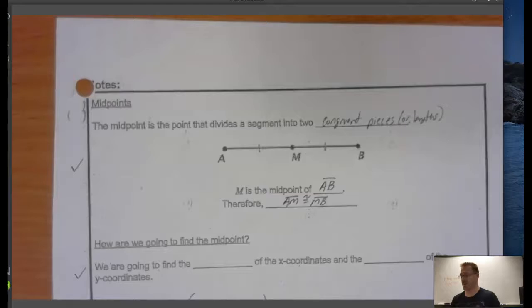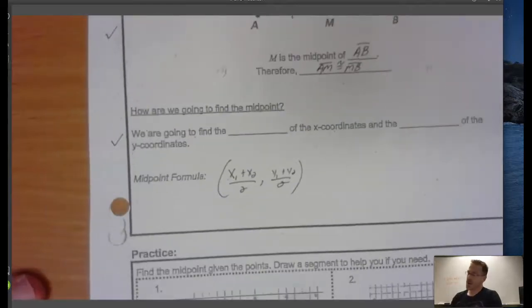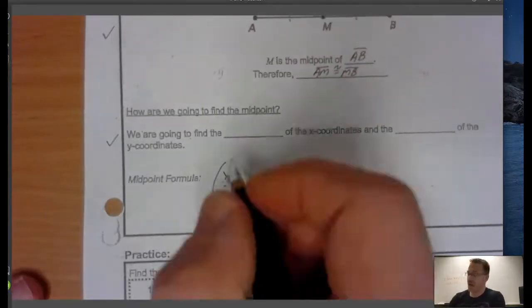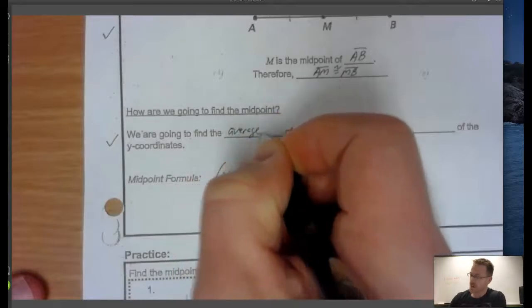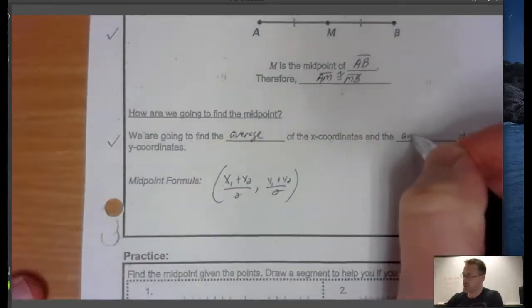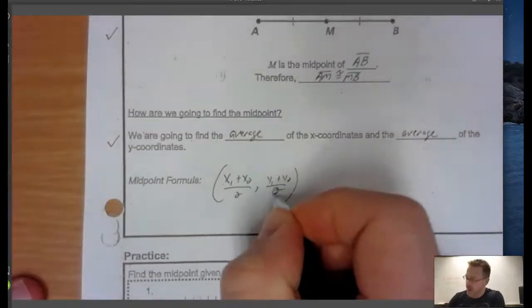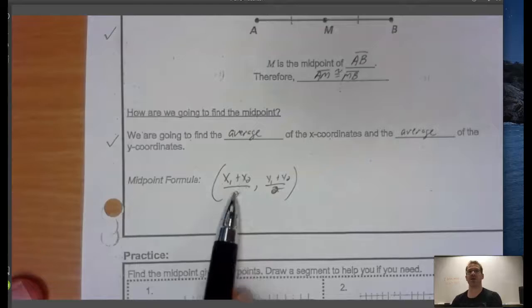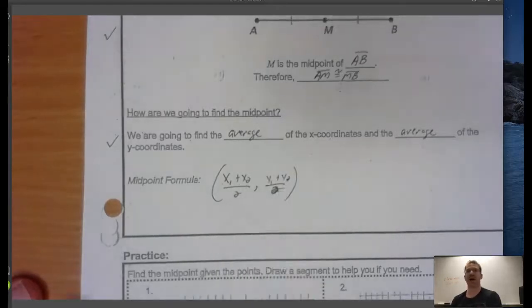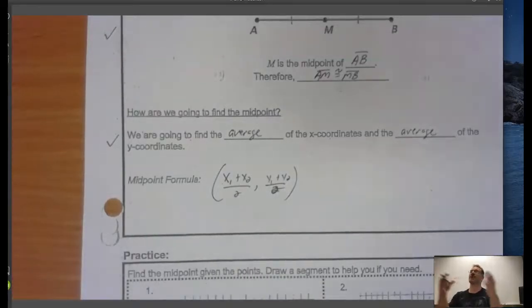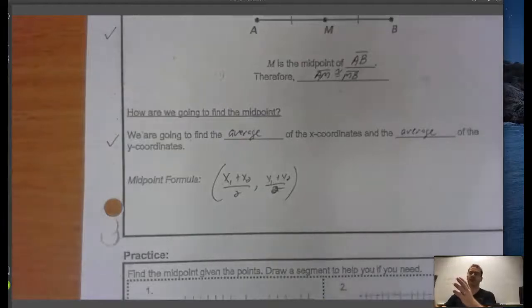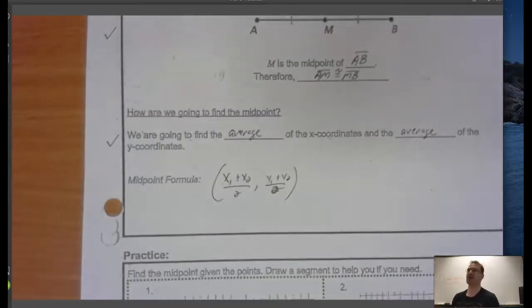So how are we going to find the midpoint? We are going to find the average of the x-coordinates and the average of the y-coordinates. The way we do that is we just add the coordinates and divide by 2. We add the y-coordinates, we divide by 2, because we want to find the middle. So we take the x-coordinates of our points, add them together, divide by 2. Take the y-coordinates, add them together, and divide by 2. And that's all you have to do to find the midpoint.